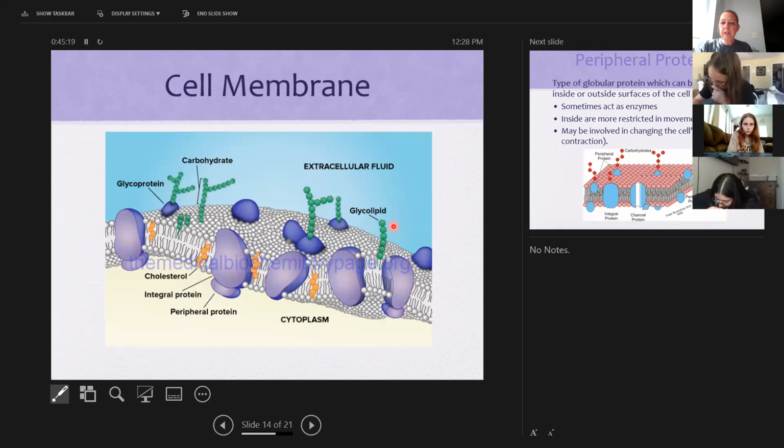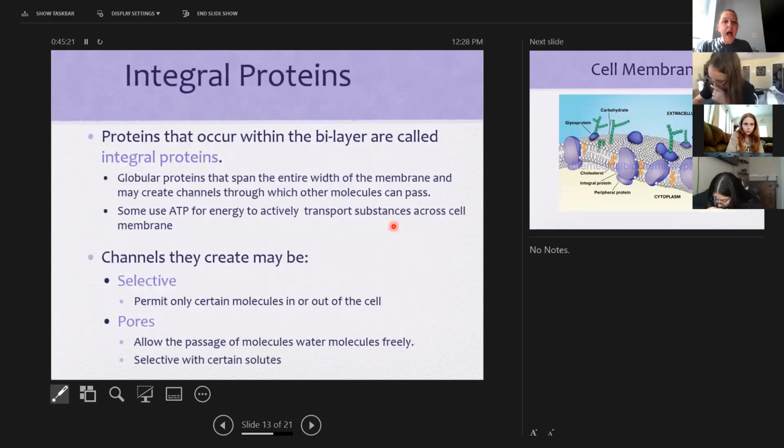Can you do the selective one more time? I got the pores, but... Absolutely. Selective is VIP. So the pores, as long as you've got the concert ticket, you can go in. Pores allow water molecules pretty freely to move back and forth. Selective, ooh, you got to be a special person to use this door. Only those that have the VIP ticket can use this door.